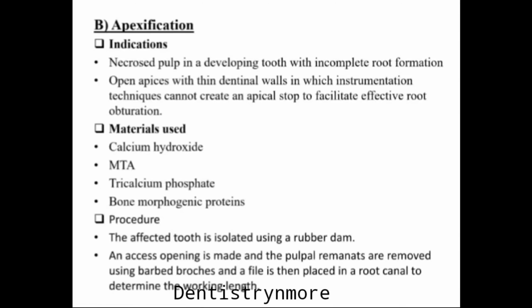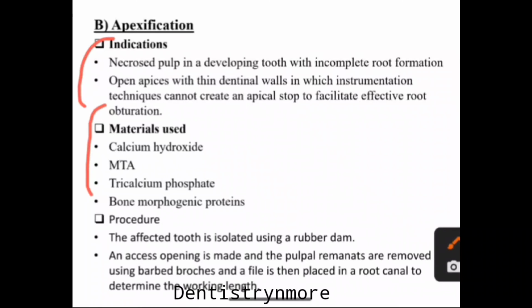Now we are moving to apexification. Its indications include necrosed pulp in the developing tooth with incomplete root formation, open apexes with thin dentinal walls in which instrumentation techniques cannot create an apical stop to facilitate effective root obturation. The materials used in case of apexification include calcium hydroxide, MTA, tricalcium phosphate, bone morphogenic proteins. And the procedure for apexification is, the affected tooth is isolated using rubber dam.